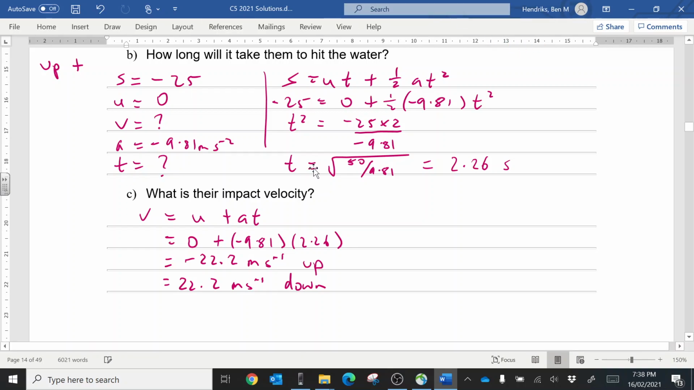Now, this is a good example of why we often say that our positive direction is downwards, because if we chose our positive direction as downwards, then this S term would have been a positive 25. The acceleration due to gravity would have also been positive, so we would have just got a positive answer straight away for our final velocity. But they are equivalent, so you just have to keep track of your directions.